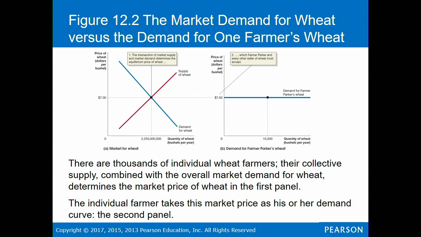And note the equilibrium quantity is 2.25 trillion, way larger than the 15,000 bushels that this individual farmer is going to be selling in equilibrium. So the farmer is a very, very small portion of this market. It's overall a very large market.